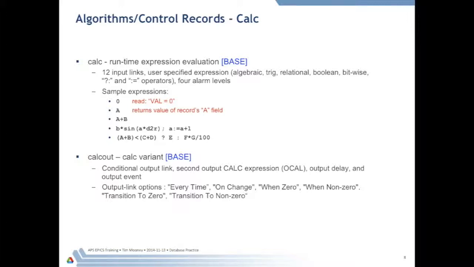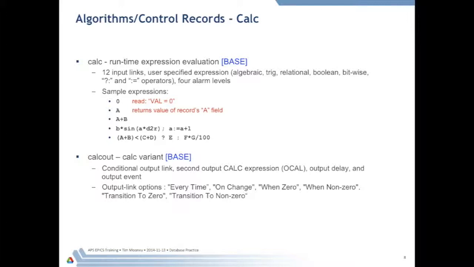So you can have an expression which is 0, and the result is 0. You have an expression A, and the Calc record has an A field, and so this will grab the value from that field, and the expression will have that value. It also has a B field, so you could add the two. You could take the sine of A times degrees to radians. So those are the kinds of expressions that you can write into a calc record or a calc out record.